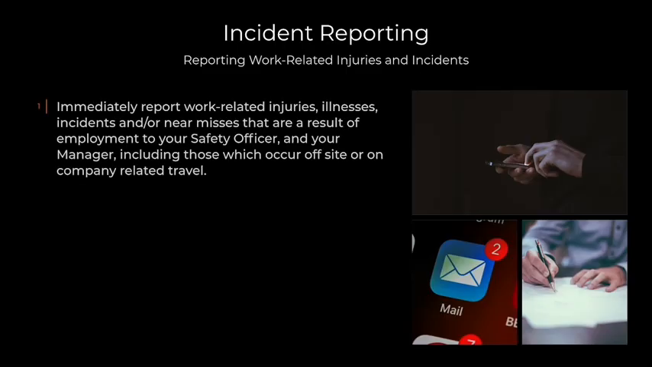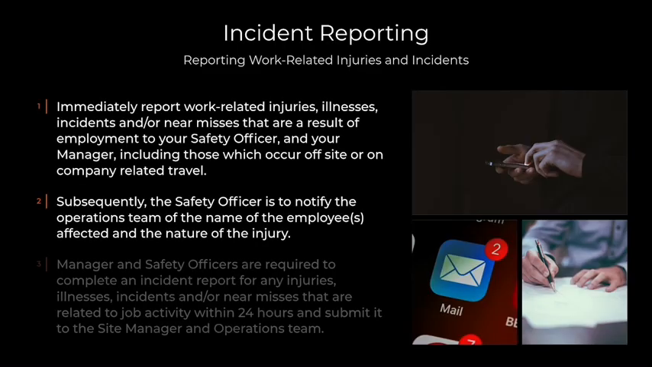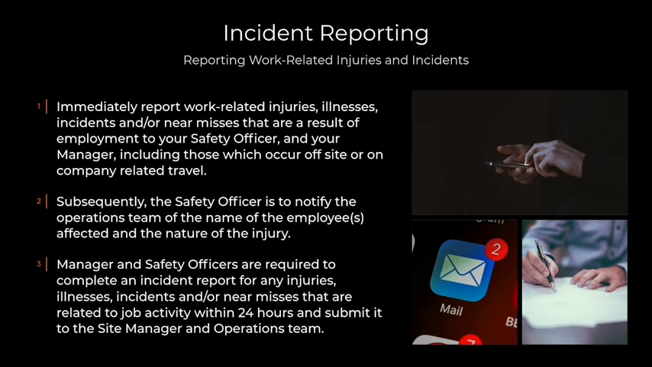The following guidelines must be followed to ensure proper incident reporting. Immediately report work-related injuries, illnesses, incidents, and/or near misses that are a result of employment to your safety officer and your manager, including those which occur off-site or on company-related travel. Subsequently, the safety officer is to notify the operations team of the name of the employees affected and the nature of the injury.